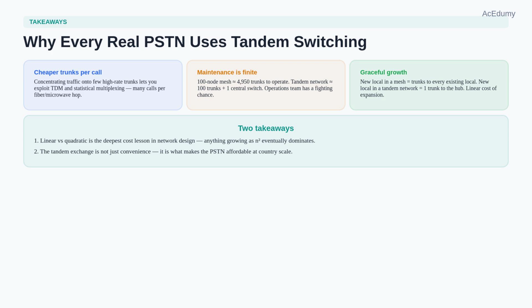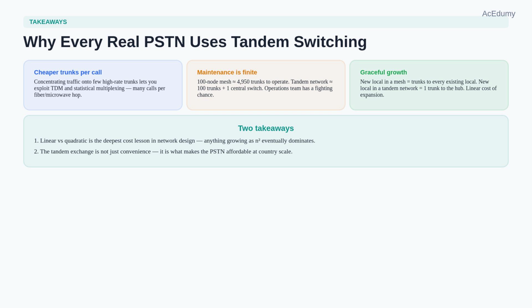1. The trunks themselves get cheaper per call. When you concentrate traffic onto a few high-rate trunks instead of many low-rate point-to-point links, you exploit the multiplexing tricks we saw earlier in this course, TDM, statistical multiplexing, and pack many simultaneous calls into one fiber or microwave hop.